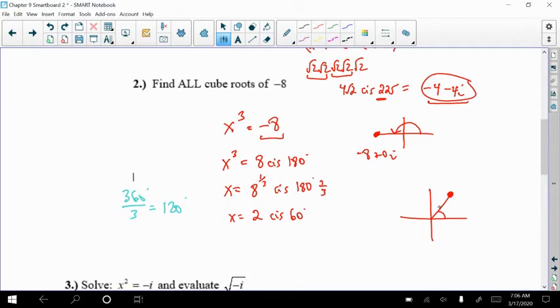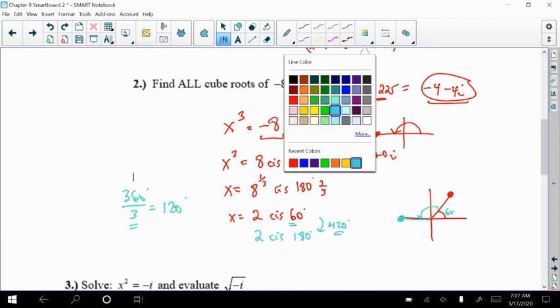So if I go 120 degrees more, remember this was 60, and I go out 2 in this direction, think about what that point is right there. That point is negative 2. And we already knew that one of the solutions was negative 2. So that just confirms that if I go 120 degrees more, that's 2 cis 180 degrees. And where did I get that 120? Well, the full circle is 360, and I know there's three solutions, so they each have to be equally spaced 120 degrees apart.